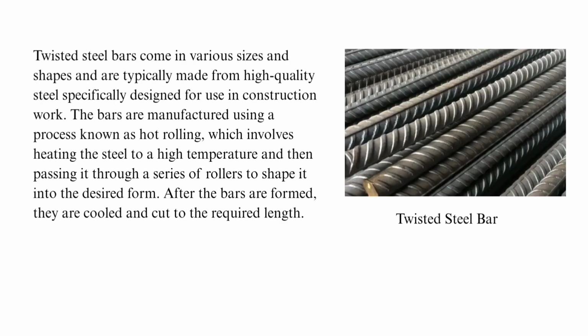And twisted bars come in various sizes and shapes and are typically made from high quality steel specifically designed for use in construction work. These bars are manufactured using a process known as hot rolling, which involves heating the steel to high temperature and then passing it through a series of rollers to shape it into the desired form. After the bars are formed, they are cooled and cut to the required length.